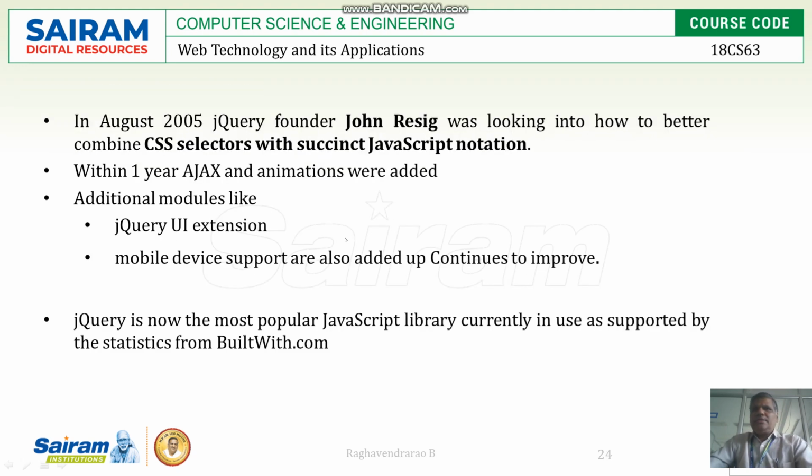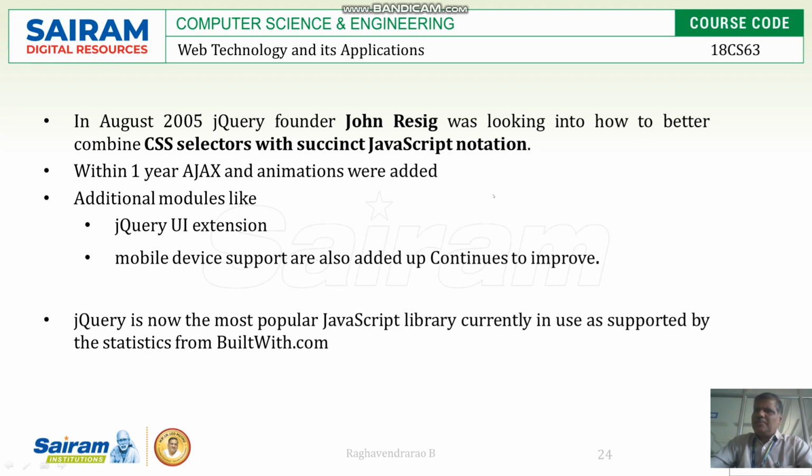So when did it actually start? In August 2005, jQuery's founder, John Resig, was looking into how we can better combine CSS selectors, which we have already learned, and JavaScript. How are these two things going to be clubbed so that it becomes a new functionality? So he was thinking about that.